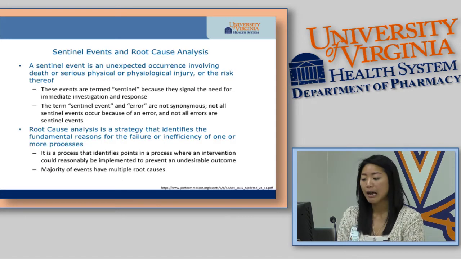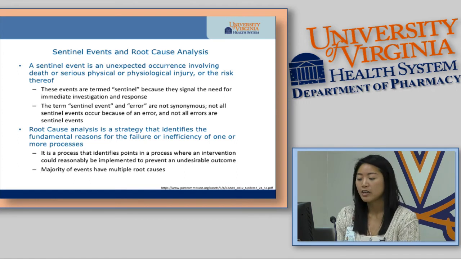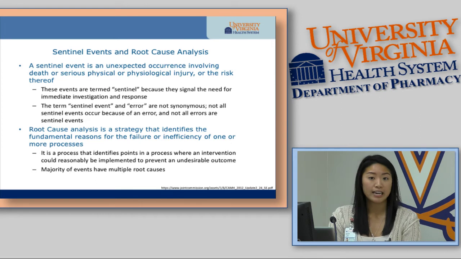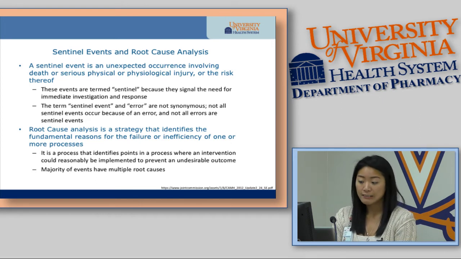And when a mistake happens to pass through all these defensive layers, we happen upon what we call a sentinel event. A sentinel event is an unexpected occurrence involving death or serious physical or physiological injury or the risk thereof. These events are termed sentinel because they signal the need for immediate investigation and response. I want to point out that the terms sentinel event and error are not synonymous, they're not the same. Not all sentinel events occur because of an error, and not all errors are sentinel events.